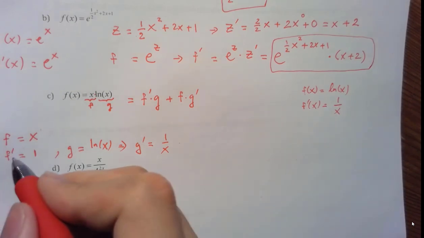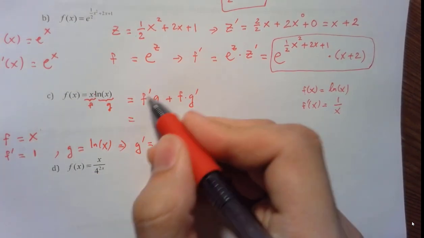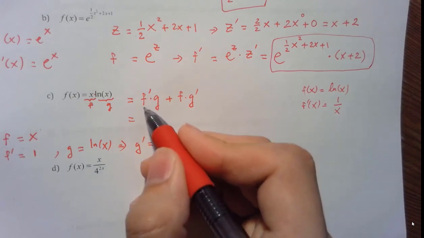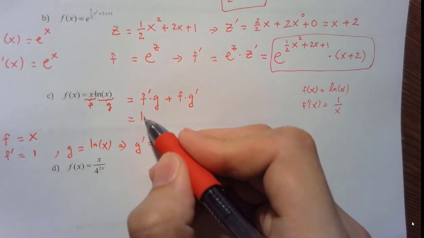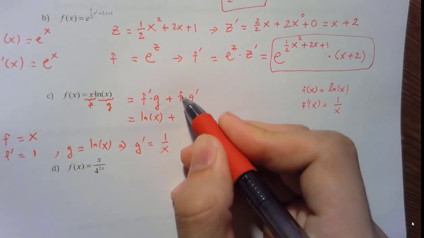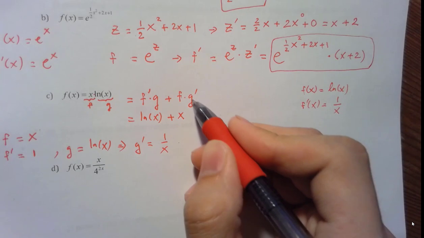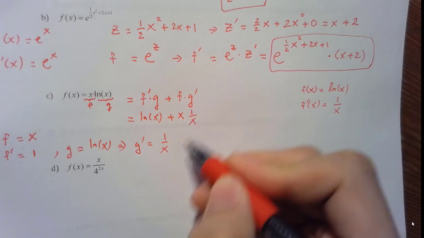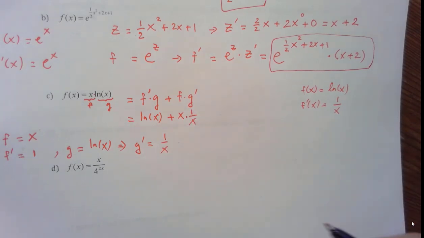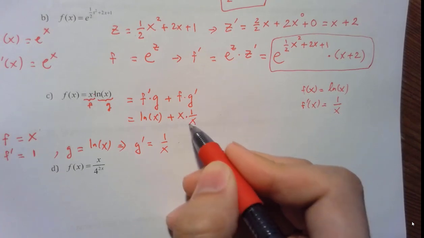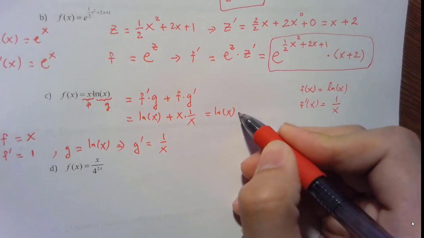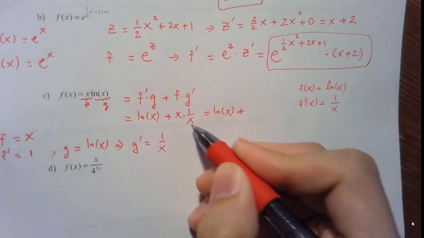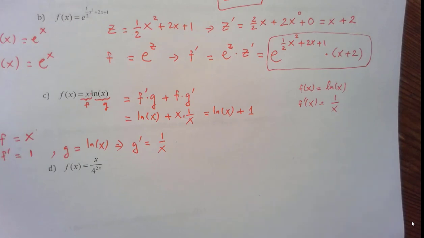So we have f prime, we have g prime, all we do is plug in here. So f prime, which is 1, so we don't have to write anything, times g, which is ln of x, plus f, which is x, times g prime, which is 1 over x right here. Now simplify that, we can see we can cancel the x term. Therefore, I have ln of x plus, can I cancel out the x? I have only 1 left. So ln of x plus 1 is the final answer.